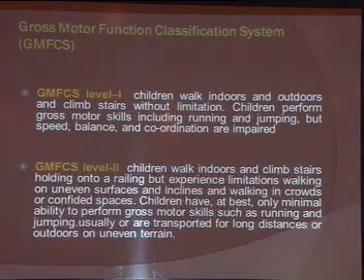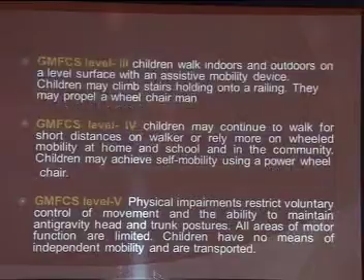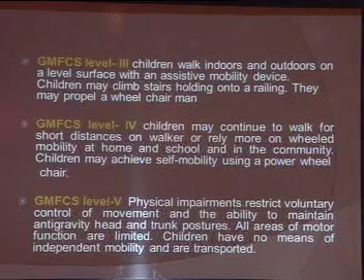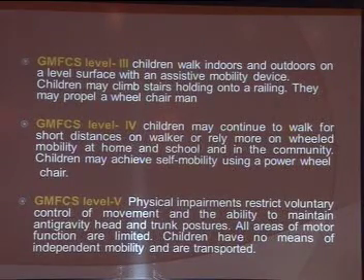Children have at best minimal ability to perform gross motor skills such as running and jumping, and are usually transported for long distances. In level 3, children walk indoors and outdoors on a level surface with an assistive mobility device. Children may climb stairs holding a railing, but may use a wheelchair. In level 4, children may continue to walk short distances with a walker or rely more on mobility at home, school, and in the community. Children may achieve self-mobility using a power wheelchair.